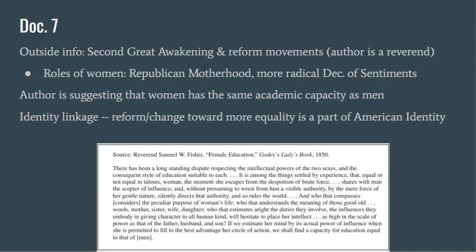The last document is from a reverend, and it is towards the end of the time period of the prompt. Now, even though the author of the document is a reverend, he is not really talking about religious matters. More so, he is discussing gender differences, and that women have the ability or capacity to be as intelligent as men. This is another document in which I feel that you need some historical context to be able to use it well to support an argument. Some places where this document would fit into are the Second Great Awakening and reform movements, also with the roles of women, including Republican motherhood and the more radical Declaration of Sentiments.